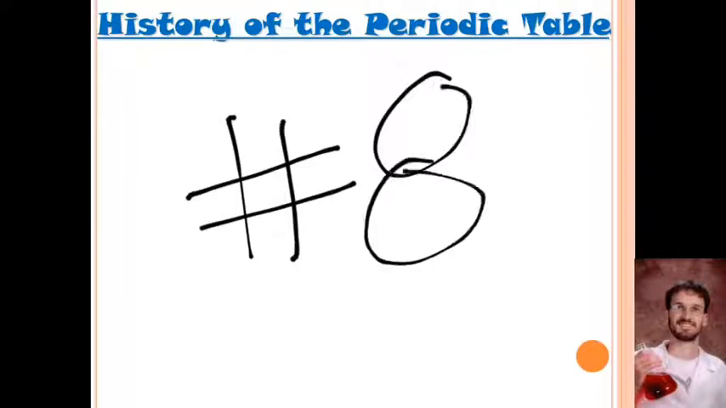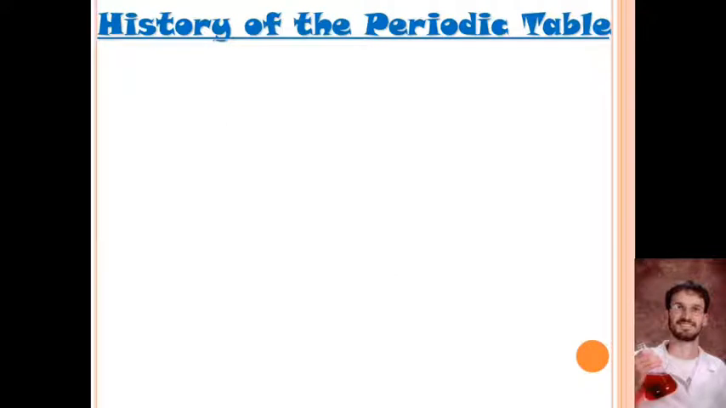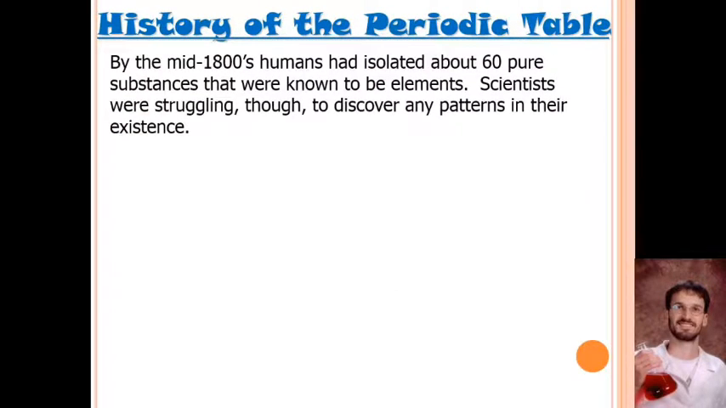Number 8. We can finally start talking about the periodic table. Alright, so we got to start where it begins. So the history of the periodic table, around the mid-1800s, we knew that there were elements.